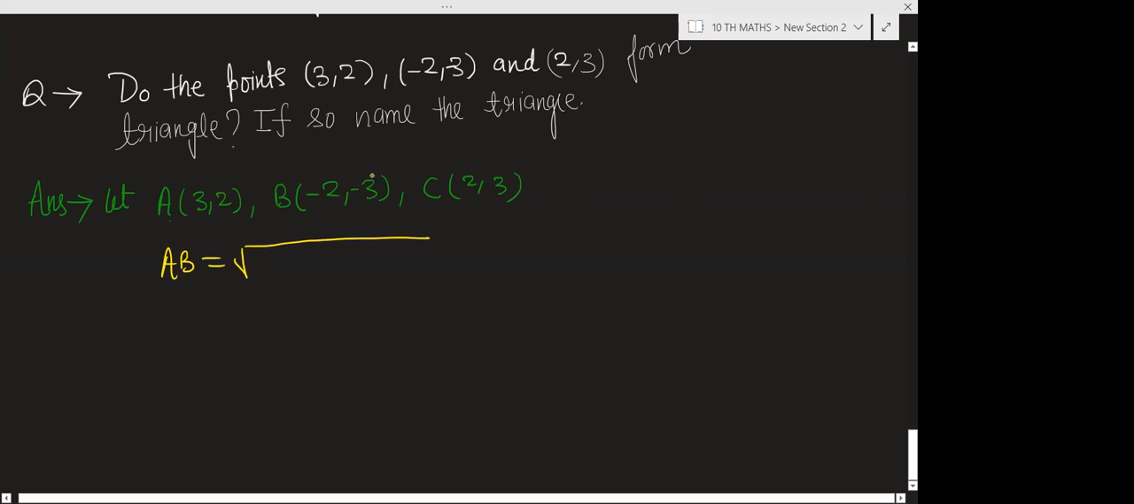Yes. This will be -3 and this will be -2. This will become -5 square. This will be -2, this will be -3. This will be -5 square. This will become √50. Yes. If you want, then find AB and then find BC.